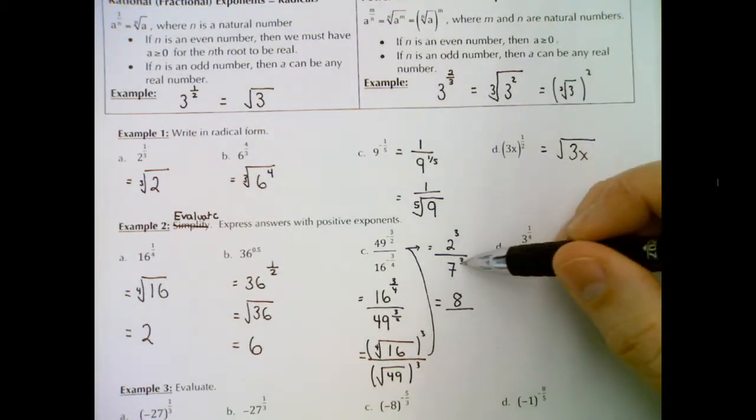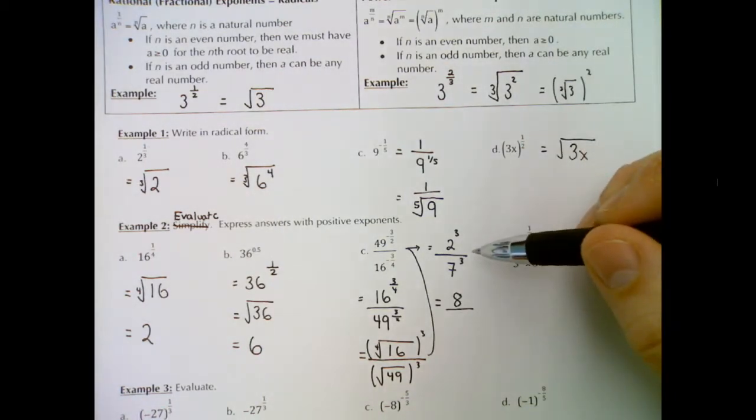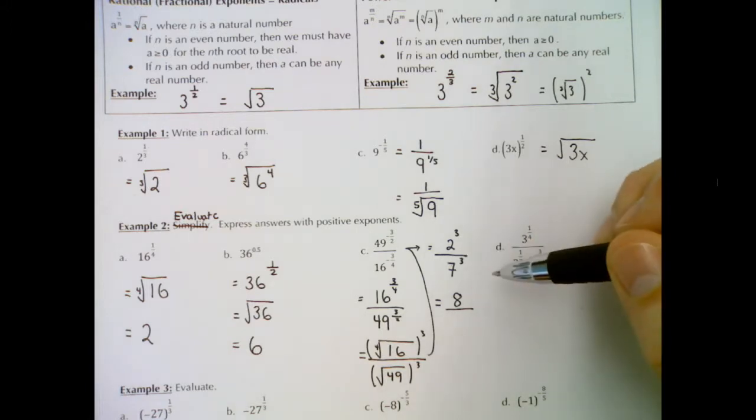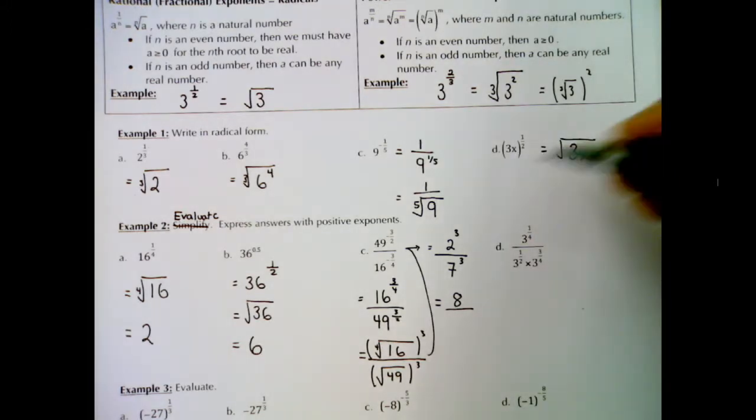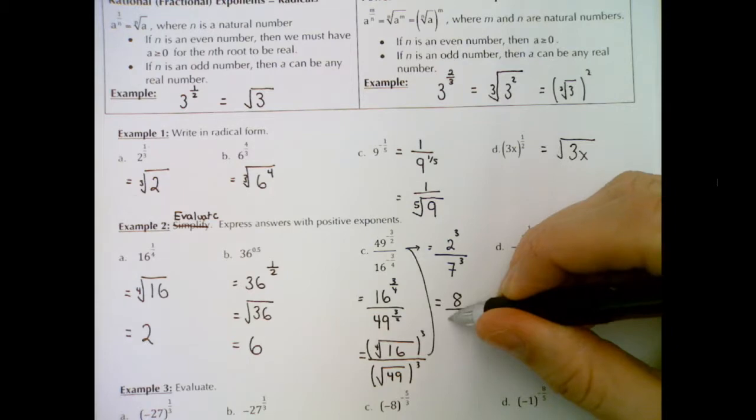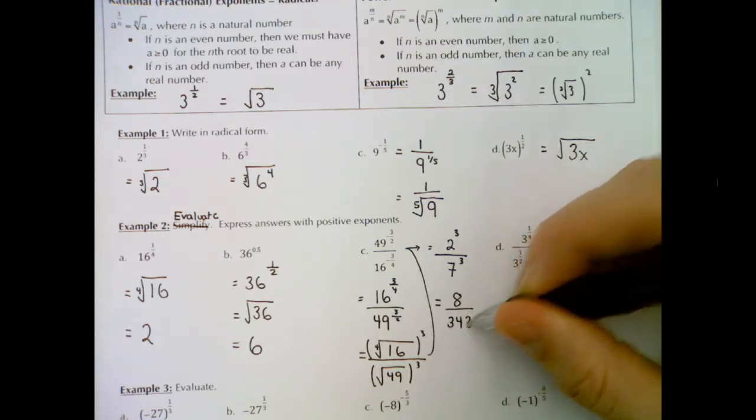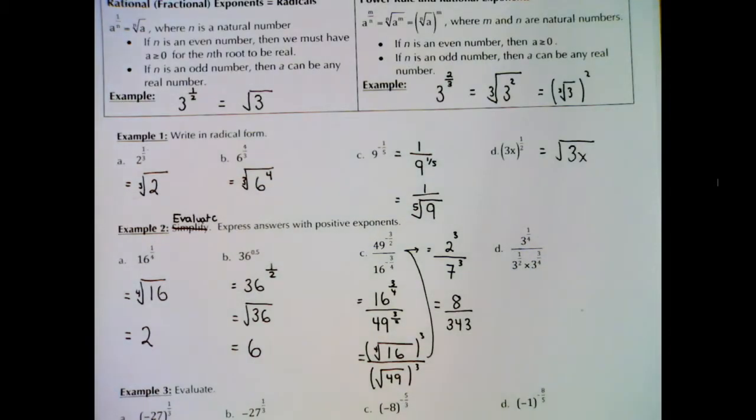7 squared would be fine, because that would be 49, but 49 times 7 requires a little bit of work to get at. You could do it, you could write it out and work it out. I know it's 343. So we've got our answer there, 8 over 343. Let's try D.